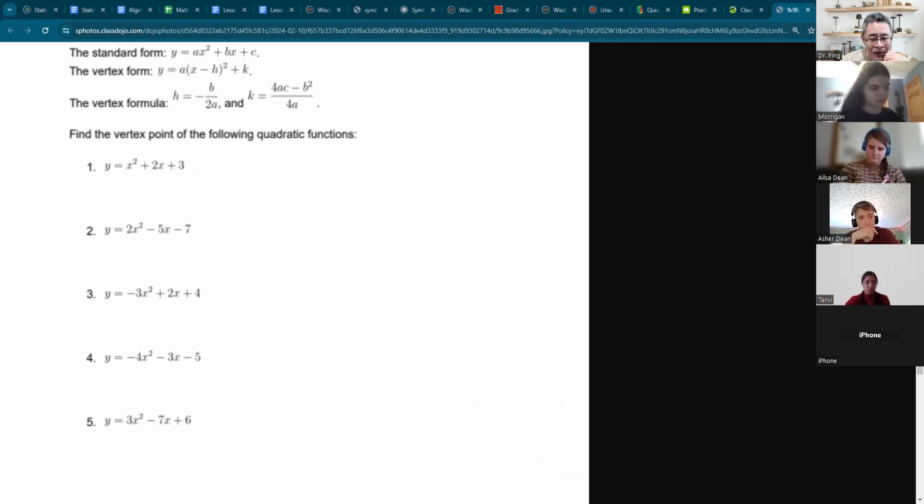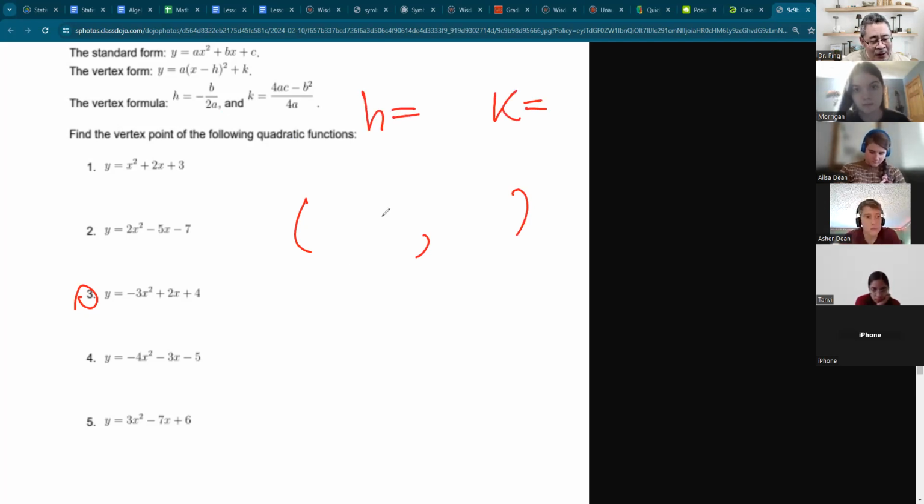Okay. So let's do number 3 and see what you get. You just type in the chat. When you type in the chat, just use this symbol, so you don't have to say h equal to, k equal to. Use parentheses and separate with a comma. This is always the X coordinate, and this is always the Y coordinate.